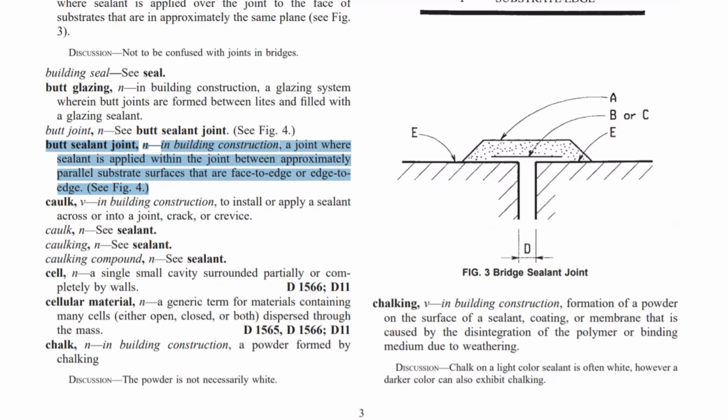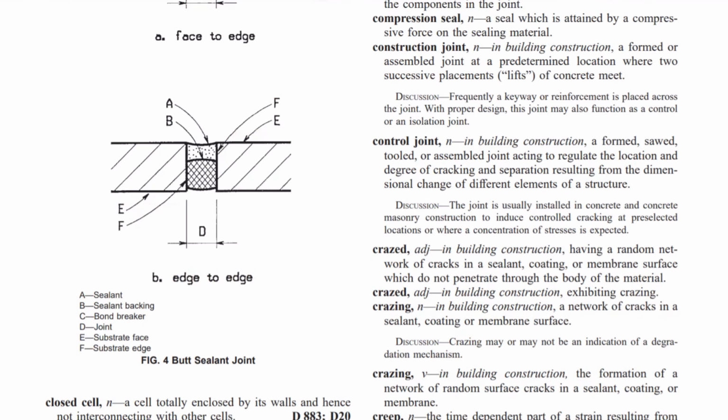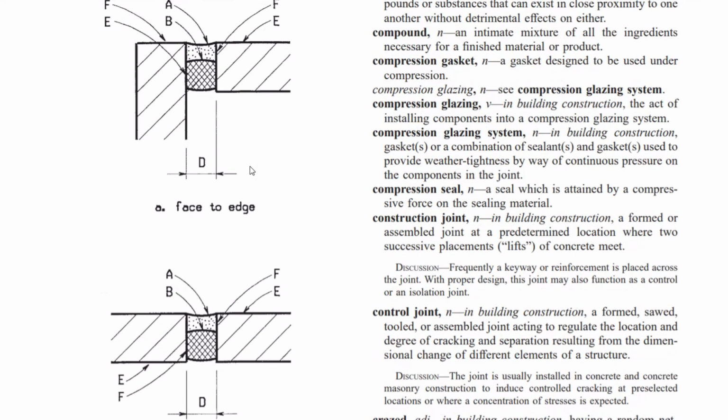A butt sealant joint is a joint where sealant is applied within the joint between approximately parallel substrate surfaces that are face to edge or edge to edge. And we can see Figure 4 for clarification. Figure 4 represents the edge-to-edge condition and the face-to-edge condition.